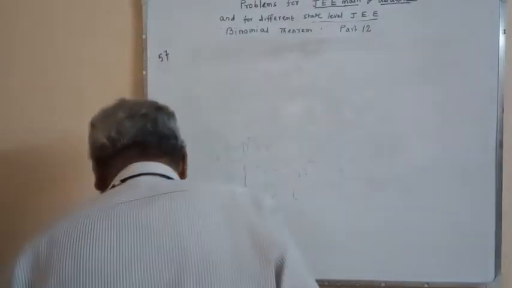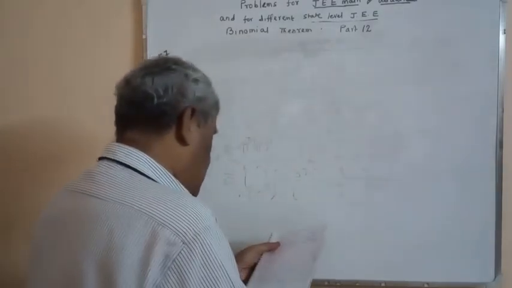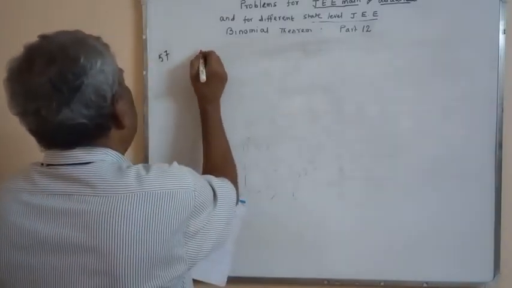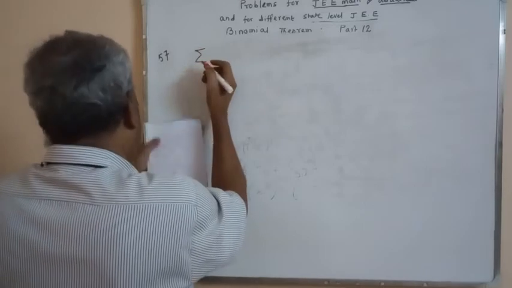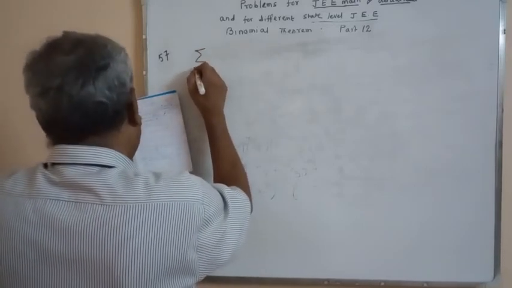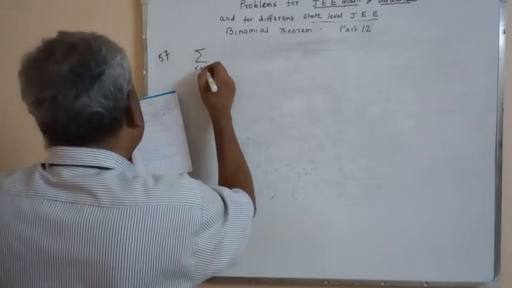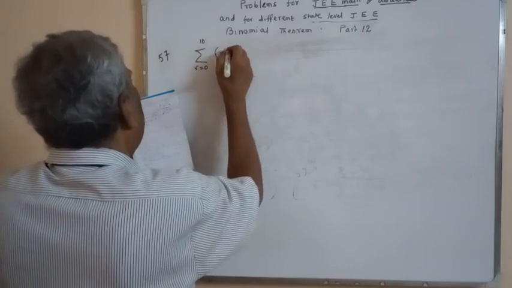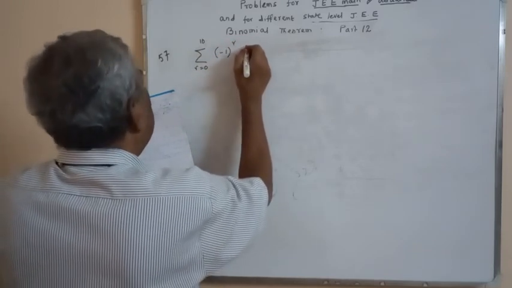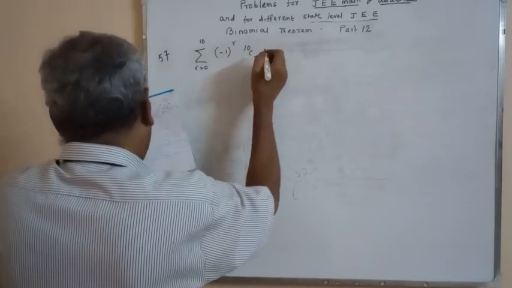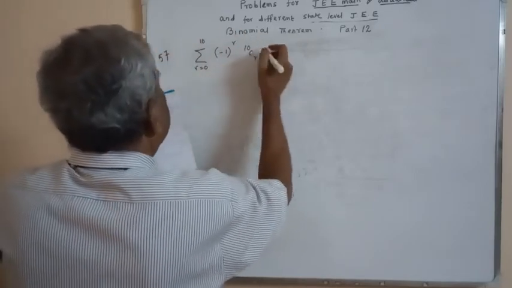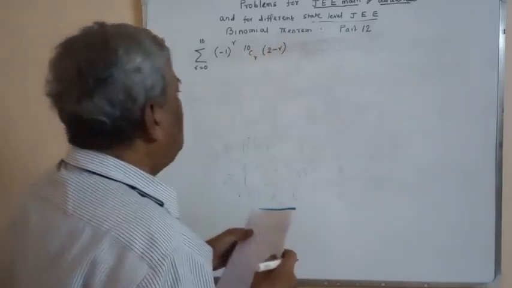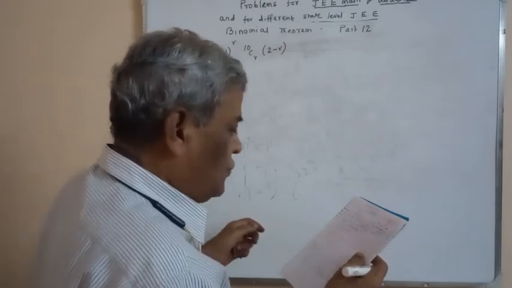First problem is problem number 57 and the problem is: find the simplest value of the series sigma r equals 0 to 10, minus 1 to the power r into 10Cr into 2 minus r. We have to find its simplest value.